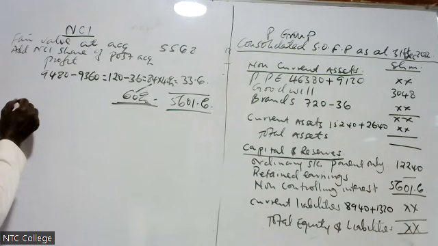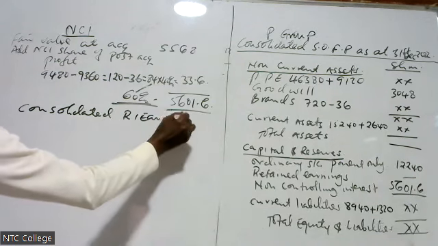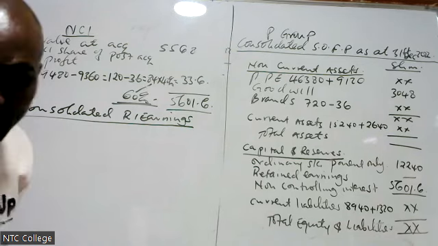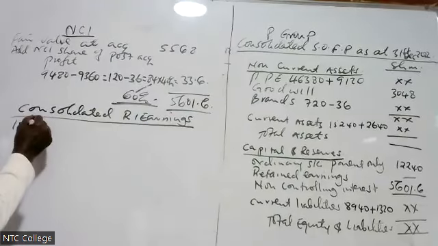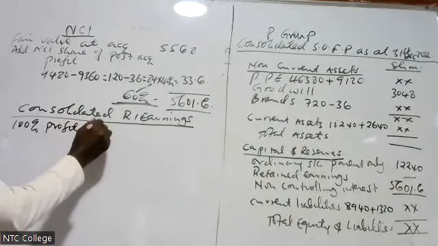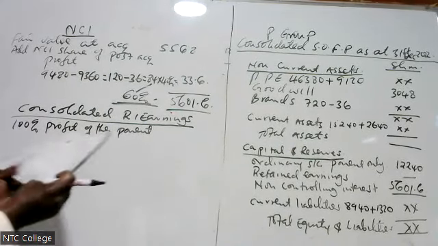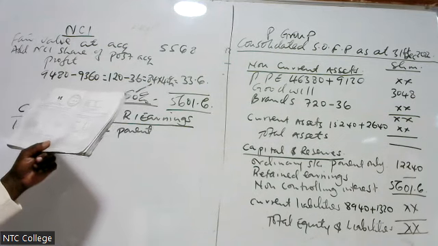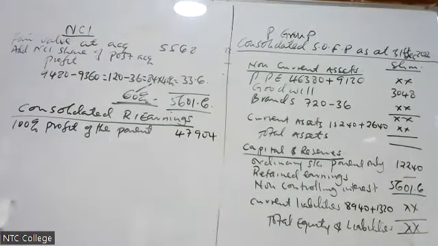Then we come to consolidated retained earnings. This is why I said you do them as last items, because sometimes they can take your time. Consolidated retained earnings, you take 100% profit of the parent, of which is 47,904 from the balance sheet.